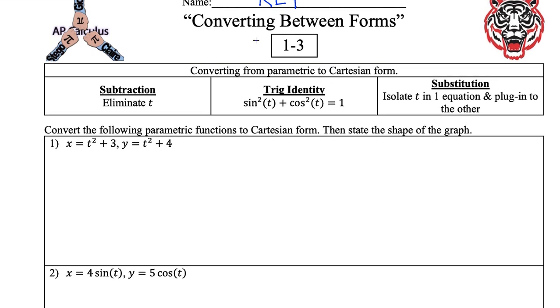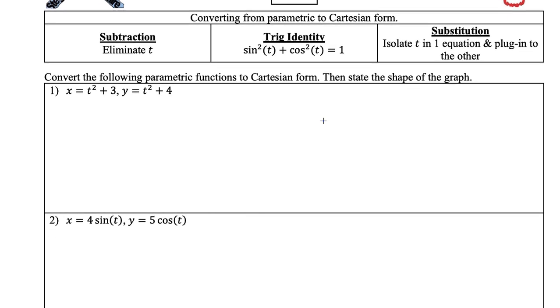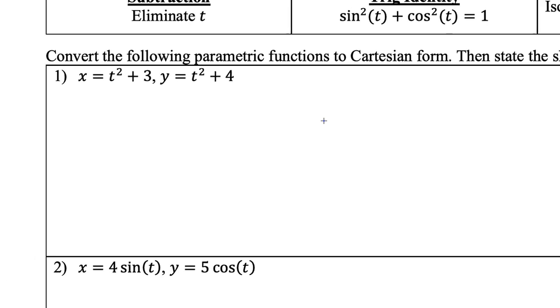Just as a reminder, these are the orders in which we're going to try things: first subtraction, then trig identity, and then substitution. On the front side of the sheet, we're getting each one into Cartesian form using those 3 steps. I see that I have the same t value, so I'm just going to subtract one from the other.